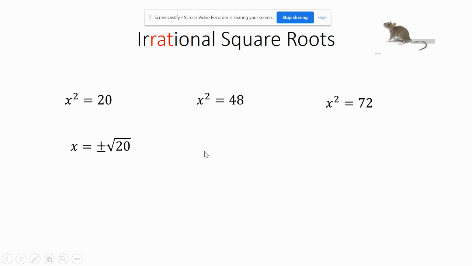So what we're going to do is this, and I still take into account that our answer is plus or minus the square root of 20, because a negative times a negative still makes a positive answer. So I have a positive answer and a negative answer. But I still need to square root 20.